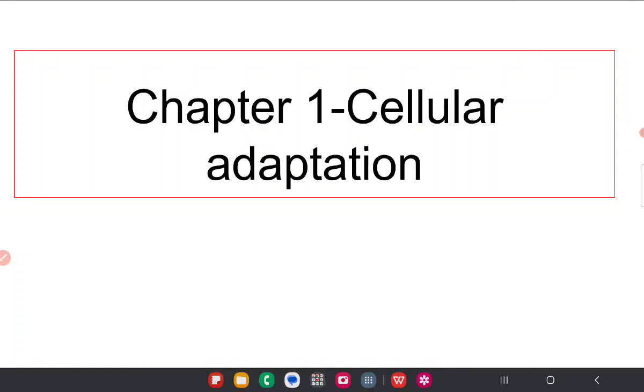Welcome to the new video about cellular adaptations. We already discussed that in case of a cell injury, there are three phases of changes: number 1, cellular adaptations, number 2, reversible changes, number 3, irreversible changes. Whenever there is a change in the environment near the cell, which leads to different modifications, the changes that take place in a cell are known as cellular adaptations.